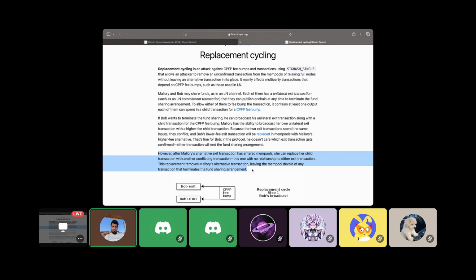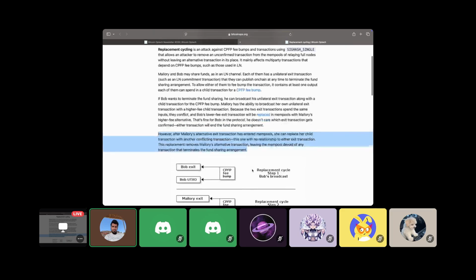If Mallory can continue executing this replacement cycling attack again and again and again till the HTLC expires, then Bob will be deprived, or in fact, Bob will lose all the funds that Bob was supposed to be recipient of in the HTLC, and Bob will lose all of his channel balance. So this is what a replacement cycle attack is.